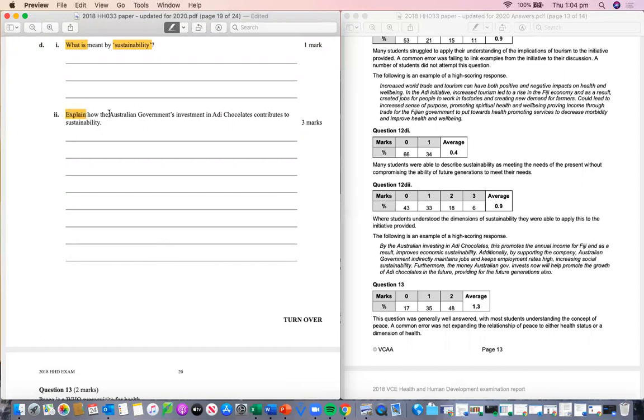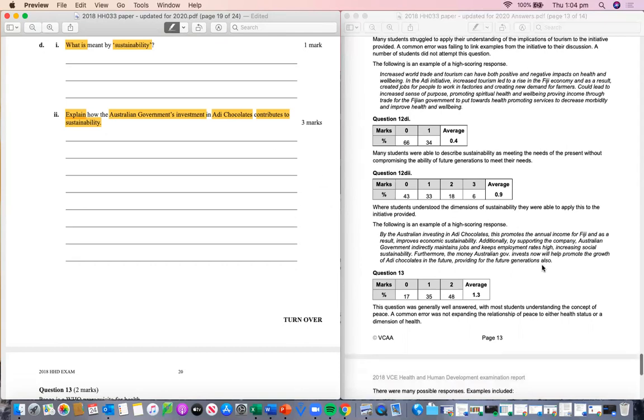Explain Australian government's investment. Okay. HHD chocolates. Right. And then contributes to sustainability. Now, I only done HHD chocolates only for the purpose of this question here. You don't have to. Okay. You just basically have it as explain Australian government's investment contributes to sustainability. That's basically how I would have it. Okay. Initially, I just done that just for the sole purpose of this question here.